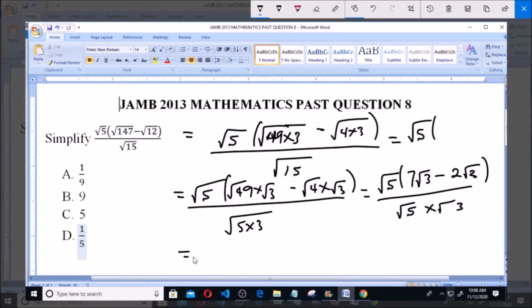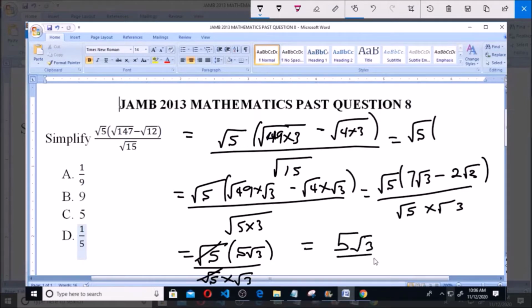Now, this is equal to root 5 into, now 7 root 3 minus 2 root 3 will give us what? 5 root 3 all over root 5 multiplied by root 3. Now root 5, we cancel root 5, so this is equal to 5 root 3 all over root 3, and root 3 we cancel root 3, so we are left with what? 5, and that is option C. So 5 is the answer to this question.